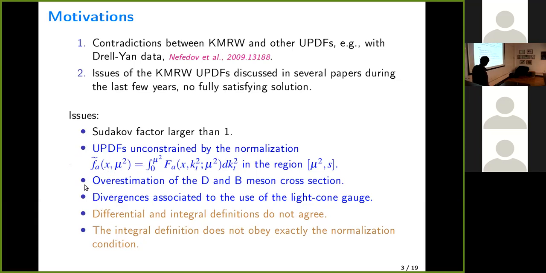Related to this, you have another estimation of the cross section, and still related to this, there are some theoretical reasons to claim that it's better to do the integral up to infinity, otherwise you can have some kind of divergences associated with the use of light-cone gauge. Do not ask more detail about this, I just read it. I know this is something known, but I'm not a specialist of this.